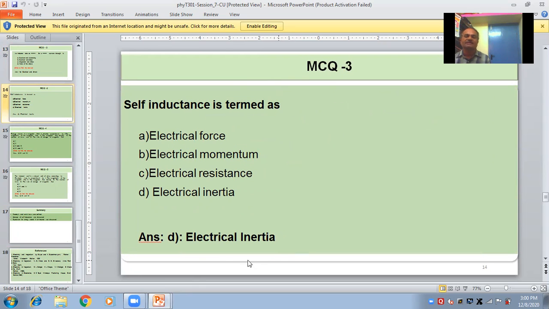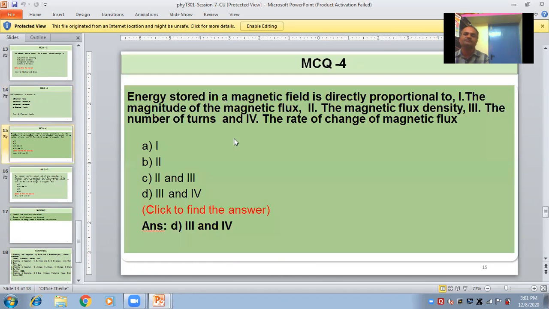Self-inductance is termed as electrical inertia. As I told, the self-inductance comes only when the flux is changing. So it is a type of inertia, like inertia of a body. Inertia of a body means the body cannot change its position itself unless some force is exerted on it. In that way, it is also a type of inertia, because self-inductance cannot be there in a coil unless there is some change in the flux. So that is the weakness of the inductor.